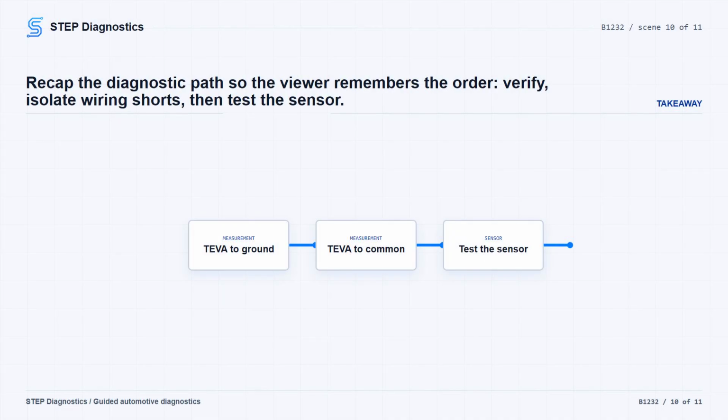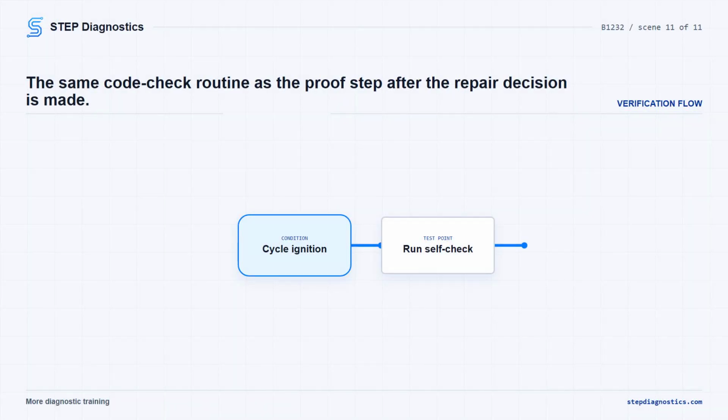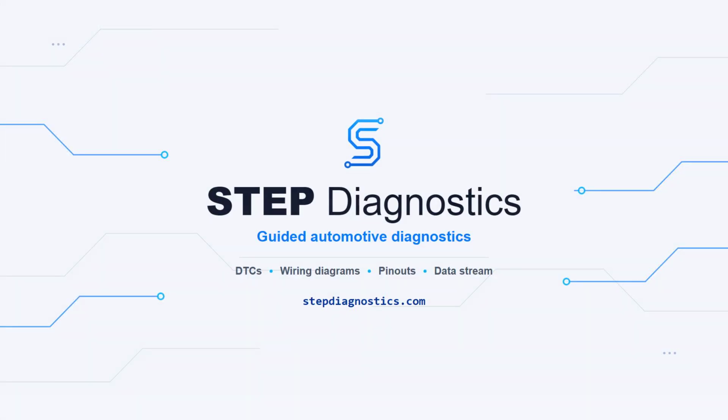The clean diagnostic path for B1232 is simple. Verify the code, check the TEVA wire for a short to ground, check for a short between TEVA and sensor common, then test the evaporator temperature sensor before making the final call on the control unit. Before you call it done, use the same clear, cycle, self-diagnostic, and code check routine to confirm the fault stays gone. For more diagnostic training, visit stepdiagnostics.com.